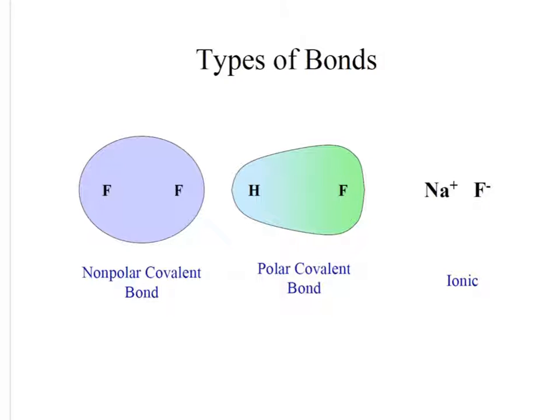So, types of bonds. These balloons represent the electron density distribution. Fluorine is perfectly covalent. The electrons are evenly distributed around the two fluorine atoms, so your electronegativity difference here is 0.